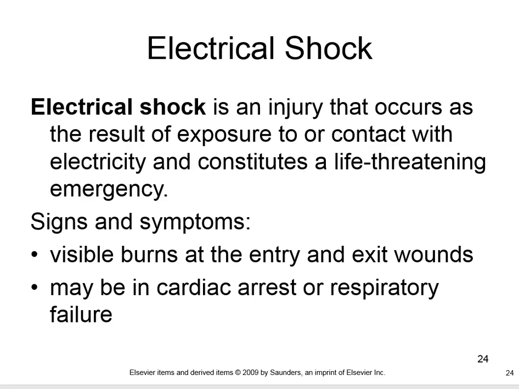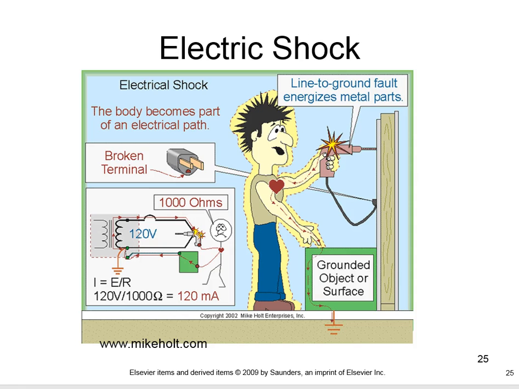The maximum let-go thresholds for a male, it's 15 milliamps, and for a female, it's 9 milliamps. The let-go threshold is the current level where we lose control of our muscles and electricity causes our muscles to contract until the current is removed. The electrical current follows the path of least resistance through the body, usually along the nerve roots.